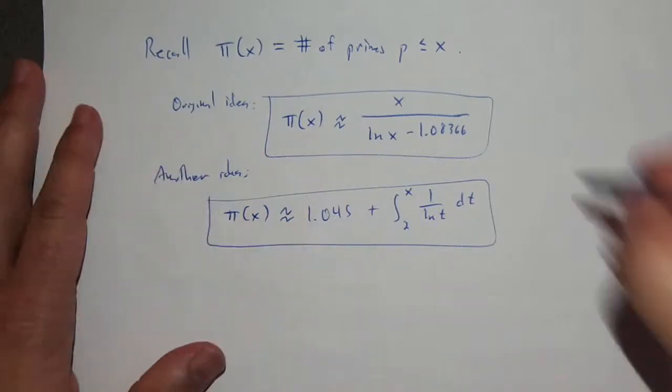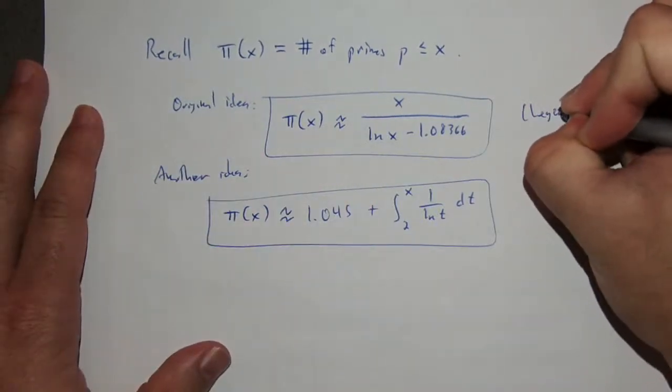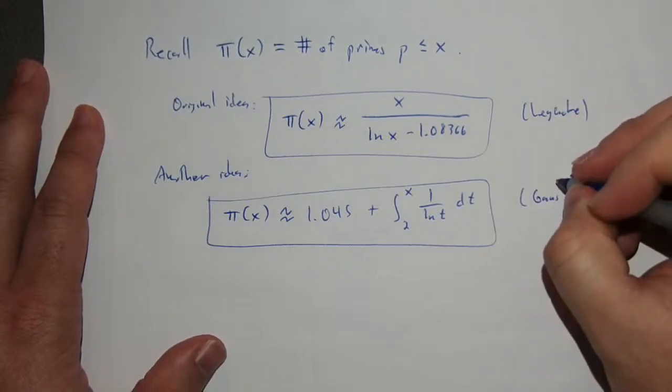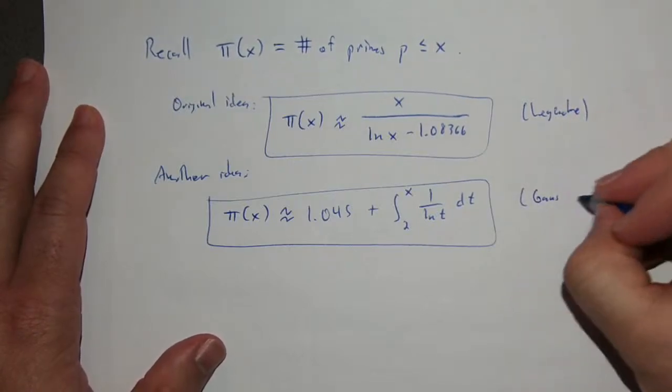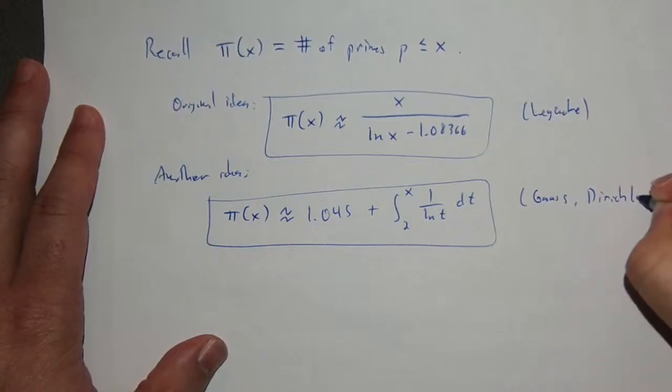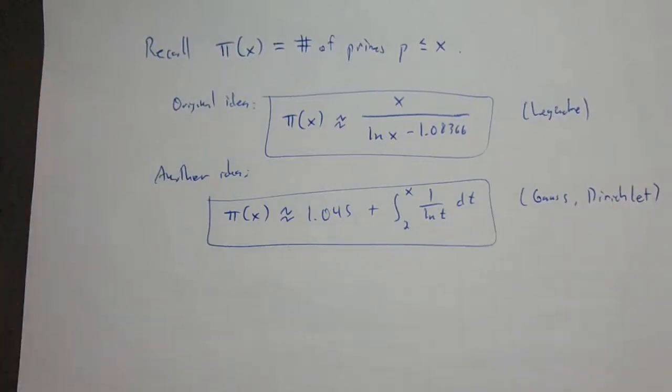The first one was due to Legendre, and this one was due to Gauss and Dirichlet. I think Gauss was talking about it in his notes. Dirichlet actually showed this or proposed this particular approximation.